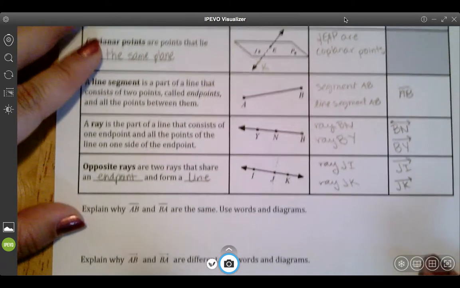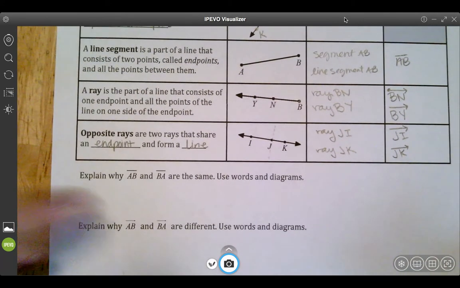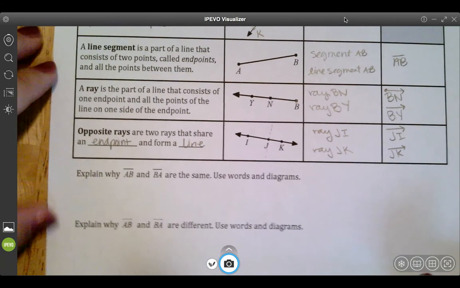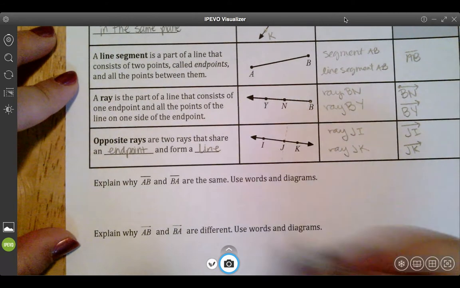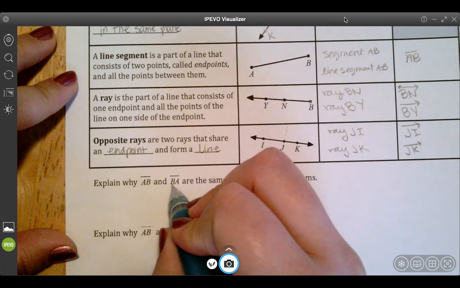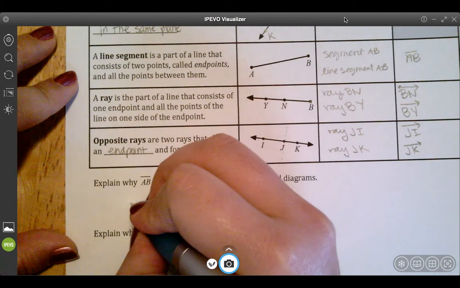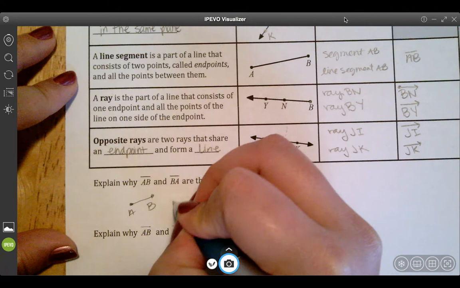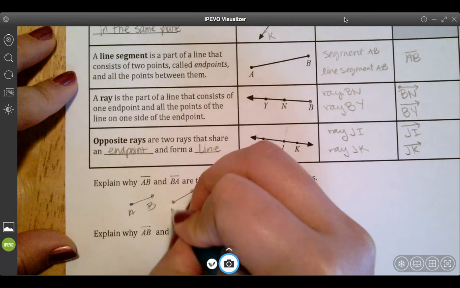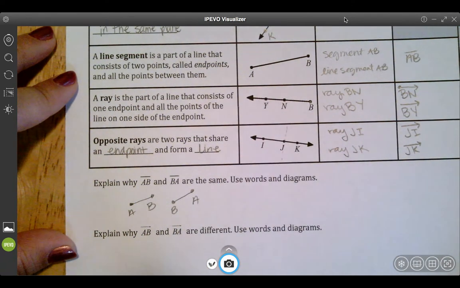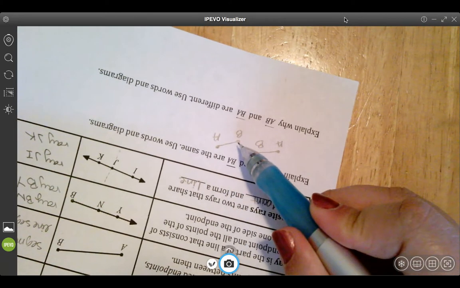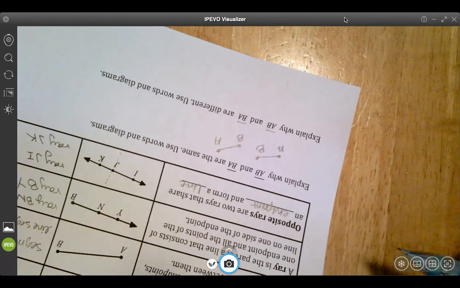Okay, so let's see if we can explain why line segment AB and line segment BA are the same. Well, let's start by using words. Line segment AB and line segment BA have endpoints A, B, and this one has endpoints B, A, right? Well, what if I turn the page upside down? Well, then couldn't we call this one line segment AB and this one line segment BA?